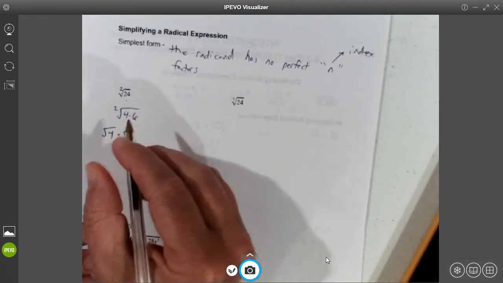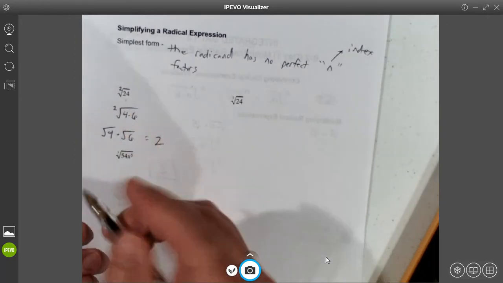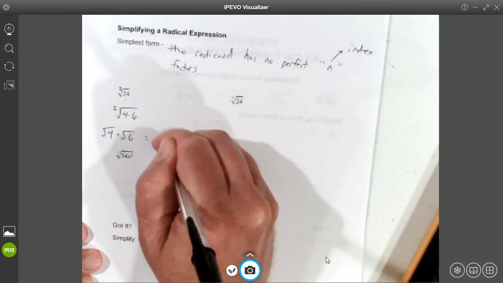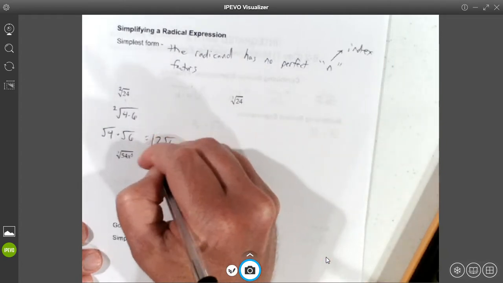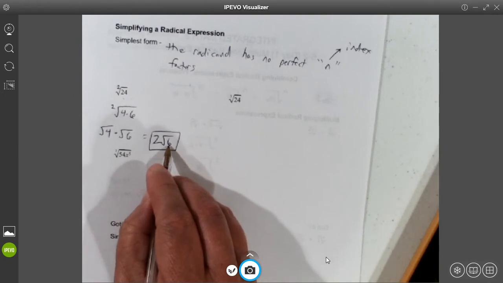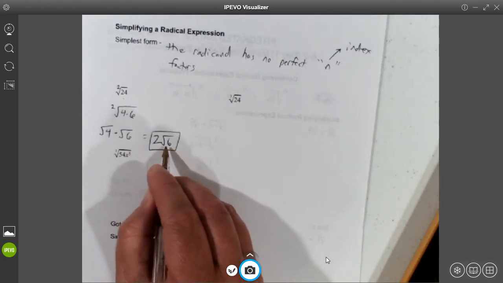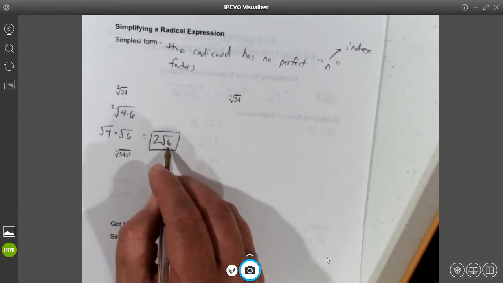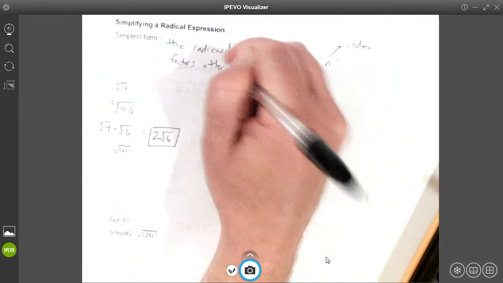And now the square root of 4, I know what that is. That's 2. Square root of 6, I don't know what that is, so I'm just going to leave that as the square root of 6. Now this is in simplest form because the radicand, 6, has no perfect square factors. The only factors of 6 are, besides 1, and we really don't count 1 because dividing by 1 doesn't change it. So let me say other than 1. I probably should put that up there.